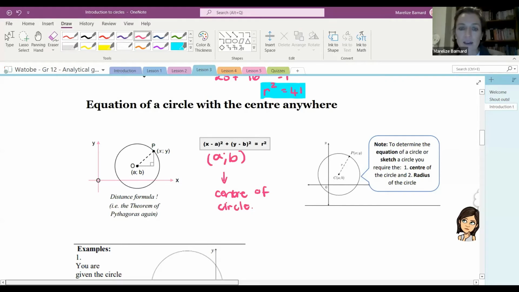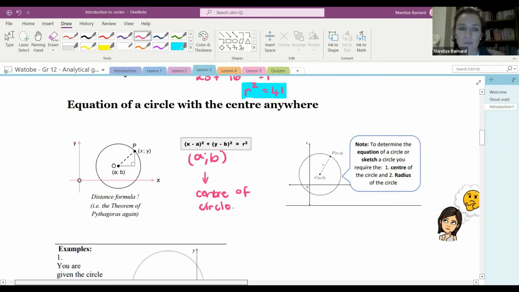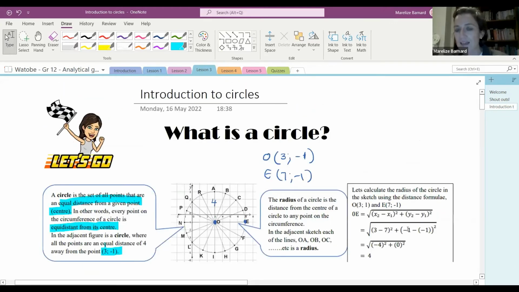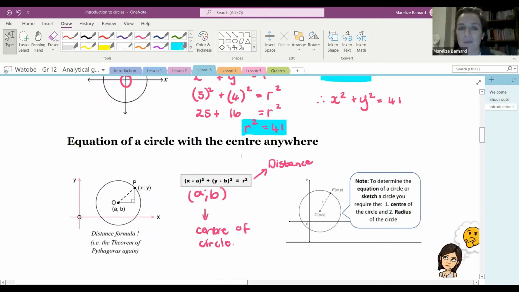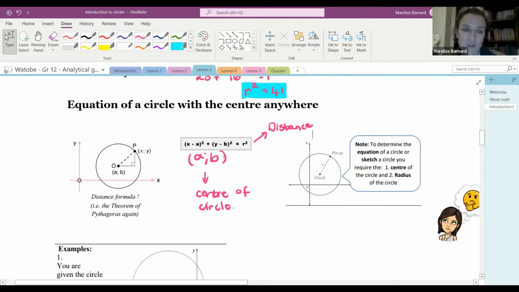Okay, so again, we can use our Pythagoras or our distance formula, and you'll see that actually the equation of the circle is just the distance formula. If we scroll up, where did we have the distance formula? We had it over here. That is exactly what we have when we are finding the equation of a circle. It's just the distance formula.